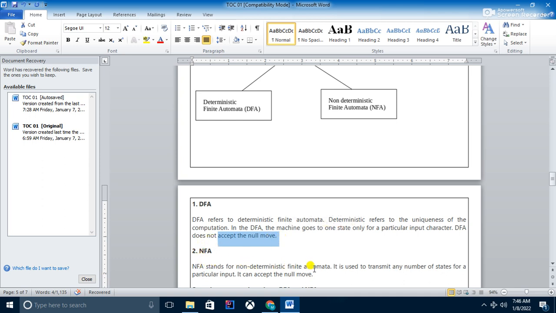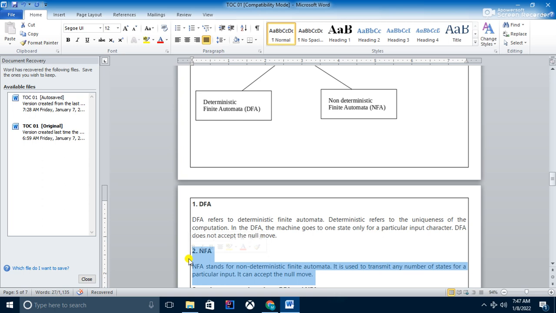NFA stands for non-deterministic finite automata. It is used to transmit any number of states for a particular input, and it can accept null moves also. So non-deterministic finite automata is basically used to transmit any number of states for a particular input symbol. So for a particular input symbol, there may be a move from one state to many states. But in case of DFA, there will be one definite move for the input symbol.